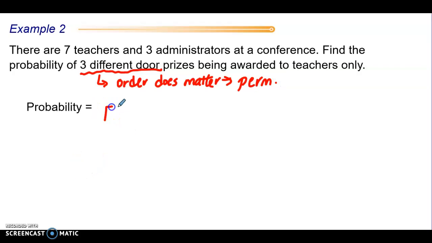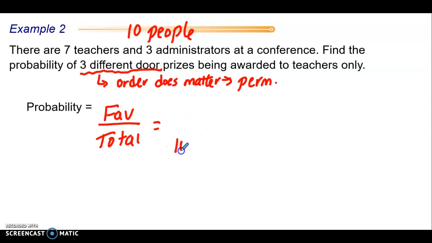Probability is our favorable outcomes divided by our total. Looking at our total outcomes, there are 7 teachers, 3 administrators. There are 10 people in total. So of those 10 people, we are looking for the number of ways to award 3 different prizes. We are looking for the probability, though, of those 3 prizes being awarded to teachers only.